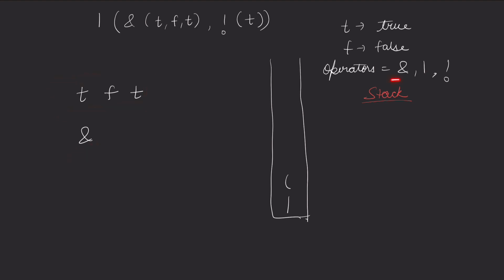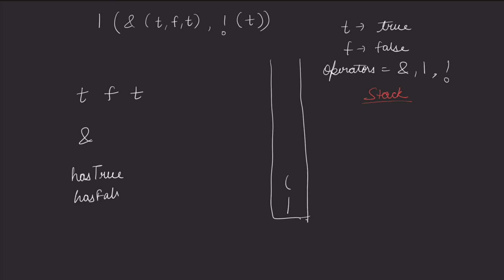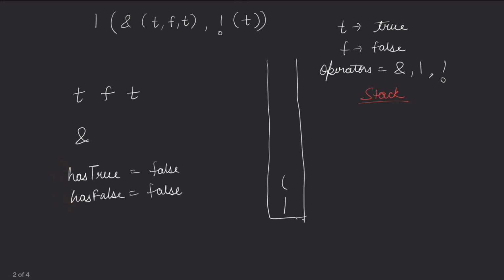Now these operators work only on Boolean values and these are just character T and character F, right? So now how are you going to evaluate it? What we'll do is we'll create two variables, has true and has false. Both of them will initially be false for every expression, right? And then see why we have created these two variables. For a logical AND, we know if there is at least one false value present, then the answer is definitely going to be false. Otherwise, it is true.